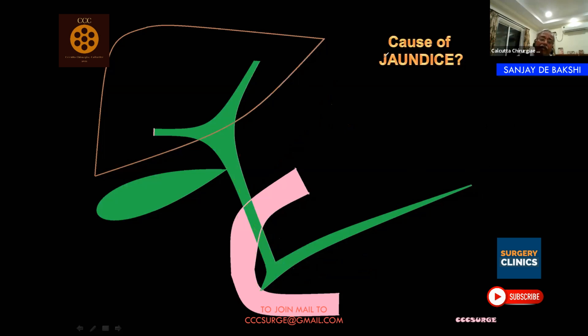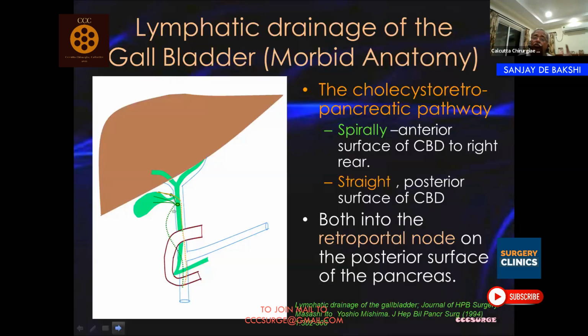And this is very important. Why is this important? Because without knowing that, you're not going to be able to read the CT scan. That is why I'm going through this. So again, you have the cholecysto-retropancreatic pathway. You have a straight posterior surface of the CBD, both drain into the retroportal node on the posterior surface.